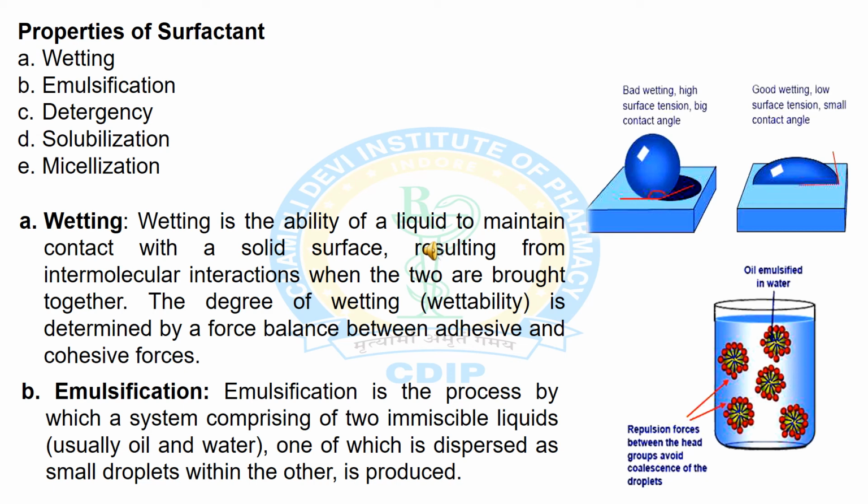The second property of surfactants is emulsification. It is the process by which a system comprising two immiscible liquids, usually oil and water, is formed, in which one phase is dispersed as small droplets in the other phase. As shown in the figure, there is an example of an oil-in-water type of emulsion in which the oil droplets are dispersed into the water phase with the help of a surfactant.